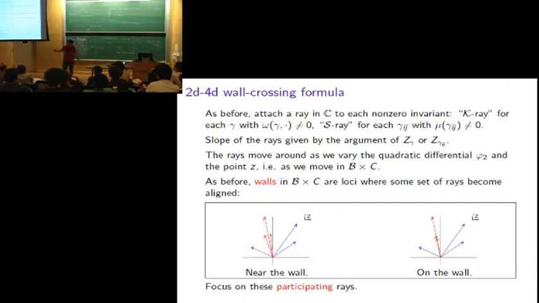Now, just as before, this will be a rerun of the thing before. We attach a ray. For every time I have a non-zero invariant, I'll attach some ray in the complex plane. So now we have two different kinds, which we call the K rays and the S rays. The K rays correspond to gammas that have a non-zero invariant, and the S rays correspond to these new open cycles, these gamma ij's, with a non-zero invariant. And the slope of the rays are given by the Z's again. Now it's the slope of Z gamma or Z gamma ij. As we vary our parameters, these rays are moving around. And as before, the walls will occur when some rays become aligned. Let's focus on the rays that become aligned.